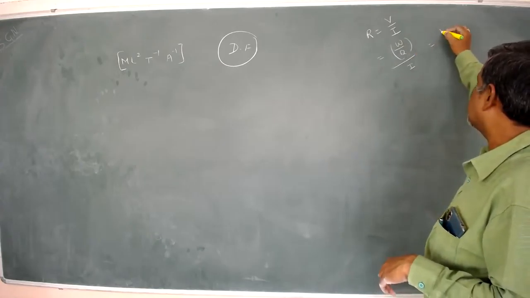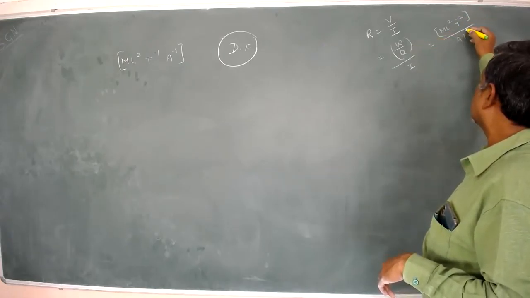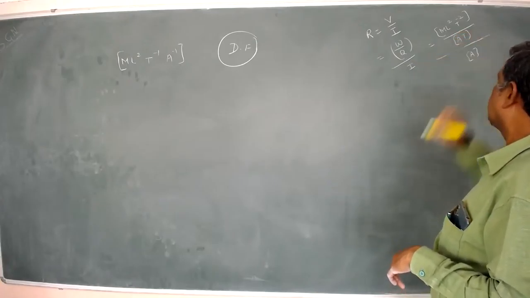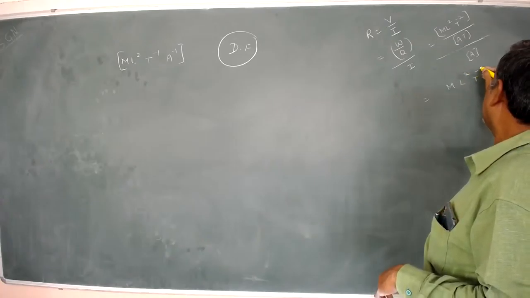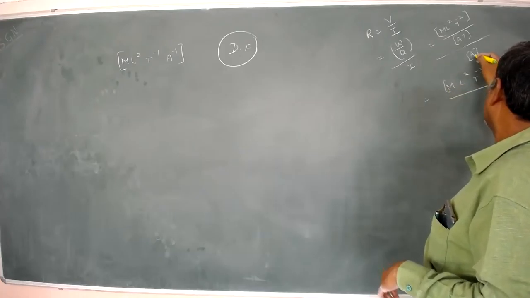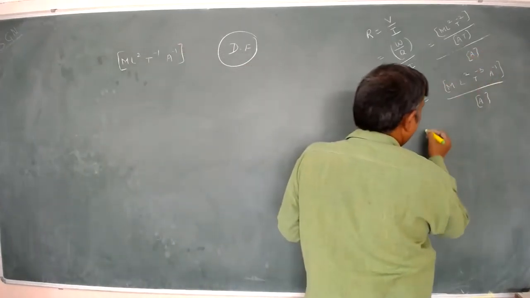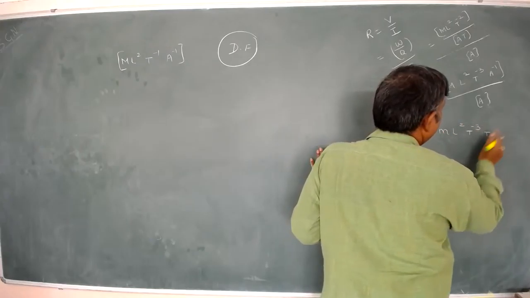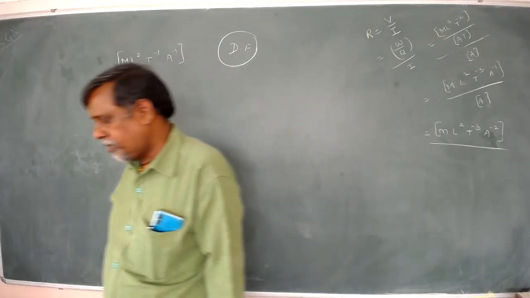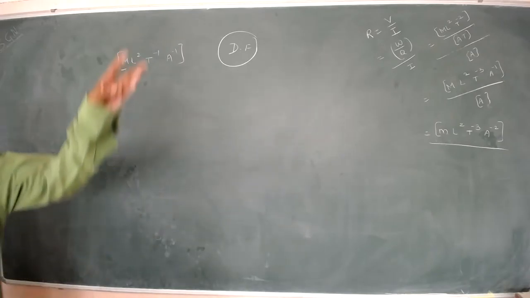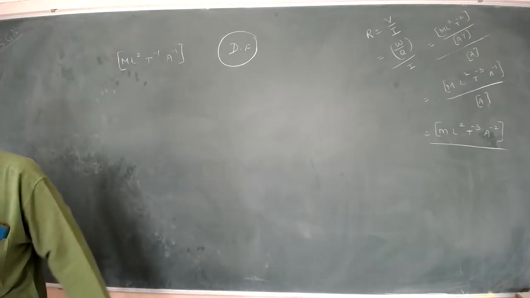So work done is what? What is the charge? Now this: M L square T power minus 3, A power minus 1 is A. Now this A also goes up. M L square T power minus 3, A power minus 2. Understood? Dimensional formula comes only out of its original formula.